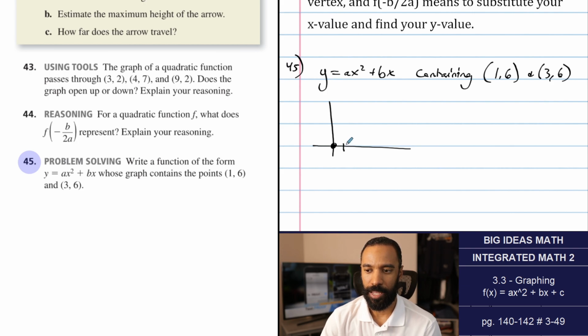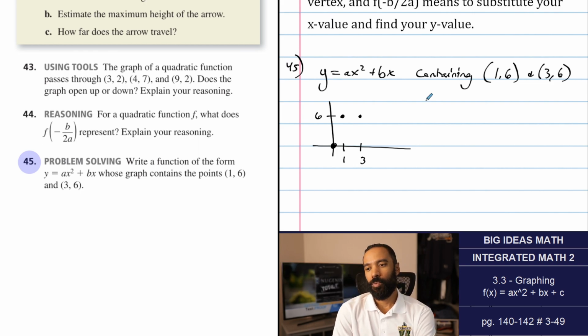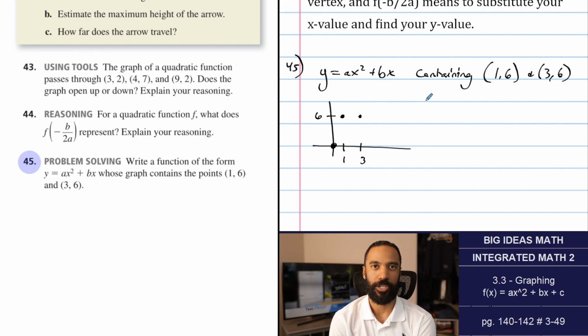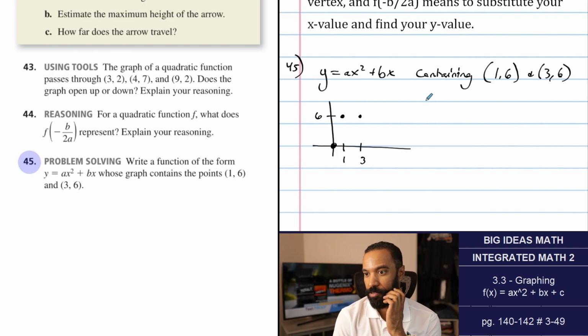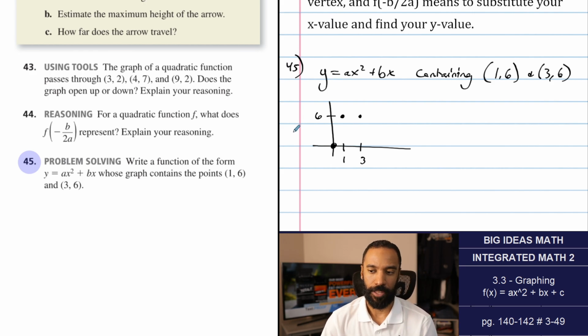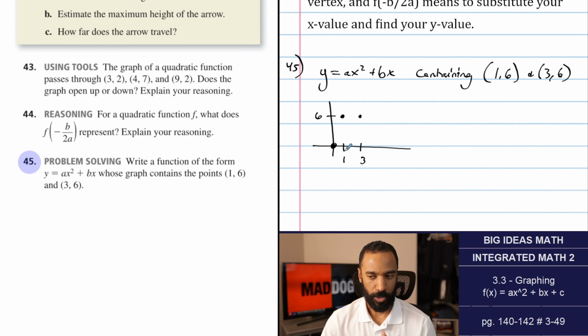Now we're also hitting (1, 6), and we're also hitting (3, 6). I'm trying to make sure that I don't overspeak on something you haven't learned yet. We do have to find the vertex, but because these are the same height, this is part of the symmetry. So right in the middle is 2. The axis of symmetry is at x equals 2.